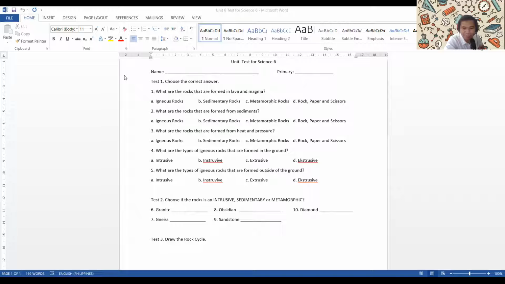Let's do this one. Let's choose if the rock is an intrusive, sedimentary, or metamorphic rock. And how are we going to do that? Well, first, I am going to search it on Google. I'm sorry. And then let's see what they look like and what do you think they could be.